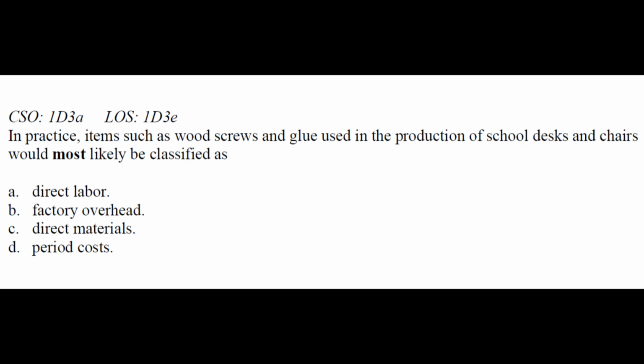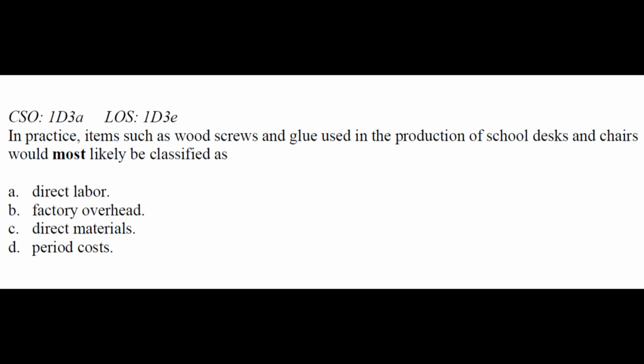These include indirect materials, e.g., glue, screws, nails, indirect labor, factory utilities, depreciation, maintenance, etc. Period costs are non-manufacturing costs such as selling and administrative expenses. The key phrase here is wood, screws and glue, which are small, low-cost items used in production but not easily traced to individual units.